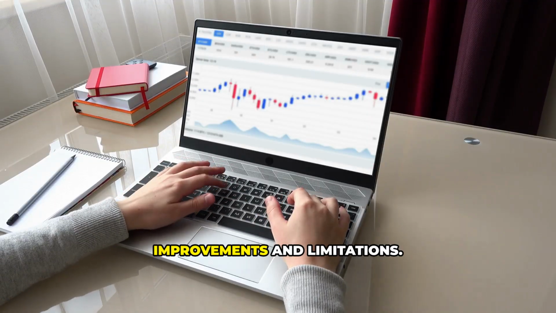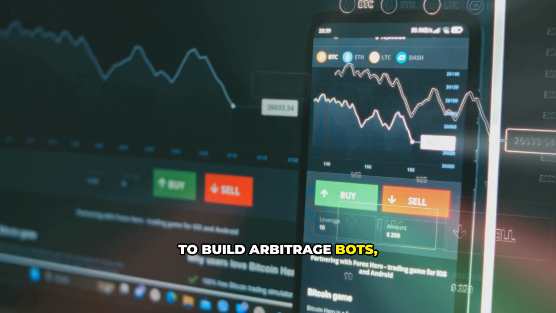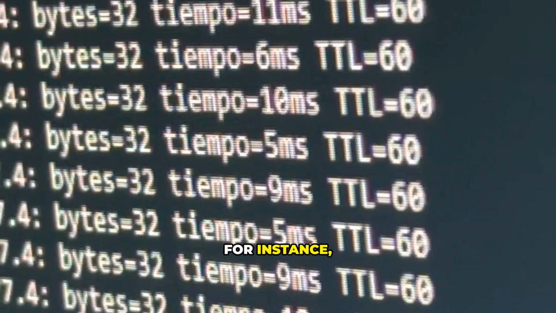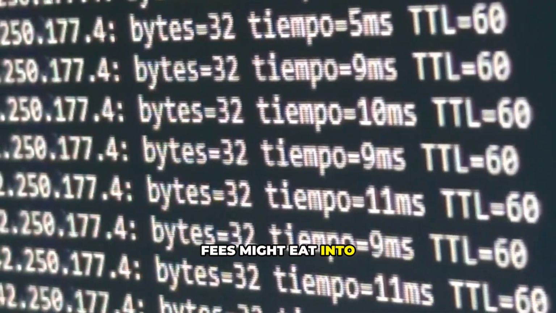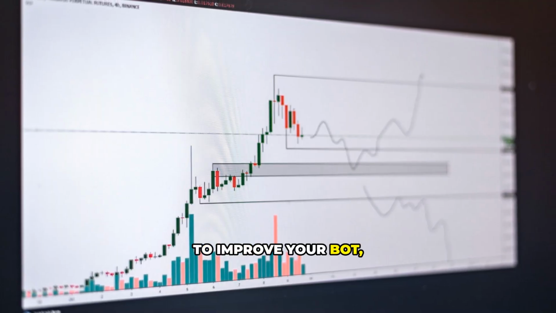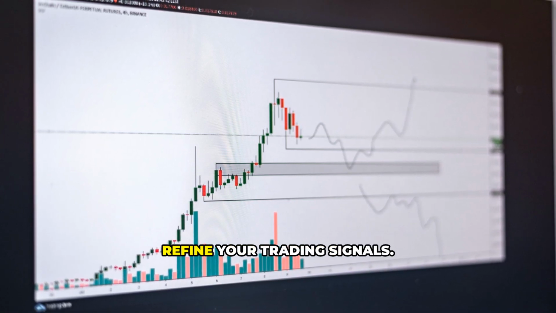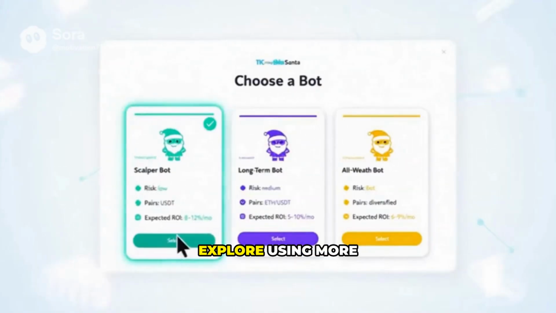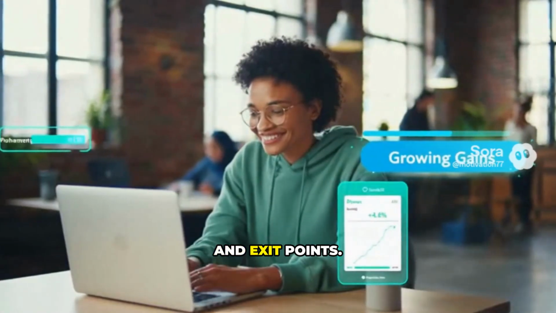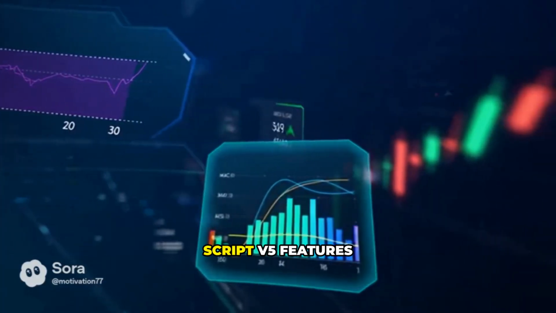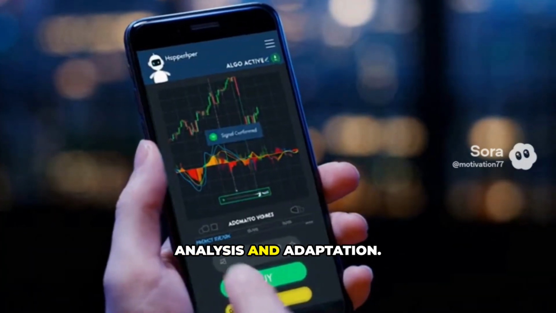Finally, let's discuss potential improvements and limitations. While PineScript v5 makes it easier to build arbitrage bots, there are still challenges to consider. For instance, latency between exchanges can affect the bot's performance, and transaction fees might eat into your profits. To improve your bot, consider integrating additional technical indicators like the MACD or RSI to refine your trading signals. Additionally, explore using more sophisticated algorithms to predict price movements and optimize your entry and exit points. Remember, while the new PineScript v5 features provide a solid foundation, successful trading requires ongoing analysis and adaptation.